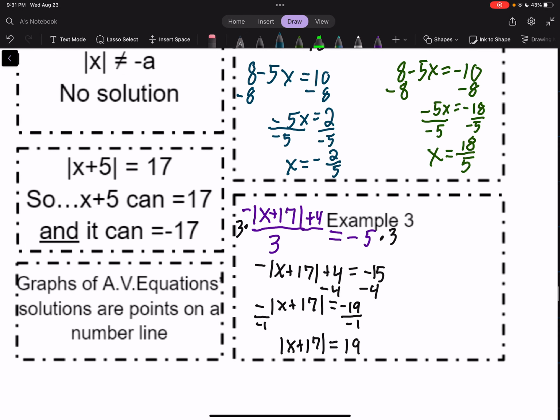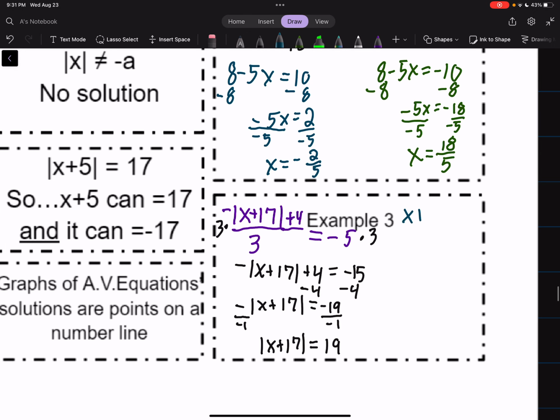We can now split this. X plus 17 equals 19. I'm going to go ahead and solve it. So minus 17, x equals 2. And the other one, x plus 17 equals negative 19. Subtract that 17. And x is equal to negative 36.